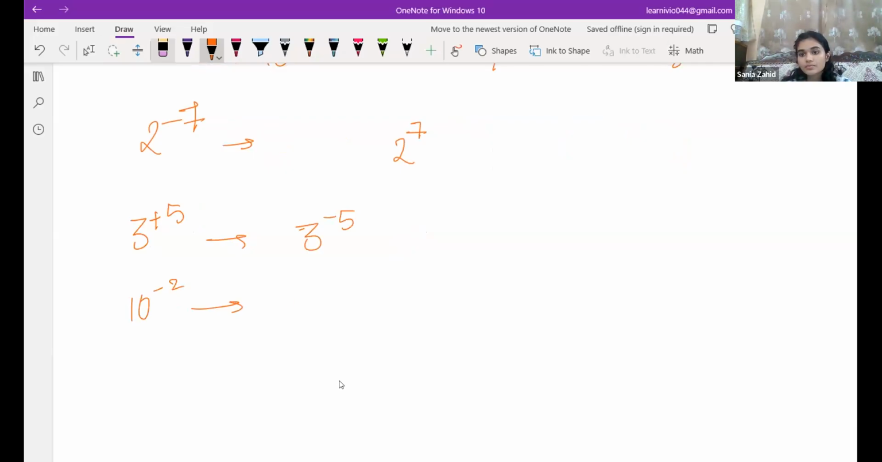10 to the power 2. 10 to the power plus 2. Right. So multiplicative inverse means basically whenever you are changing the sign of the power. Okay, just remember that thing.